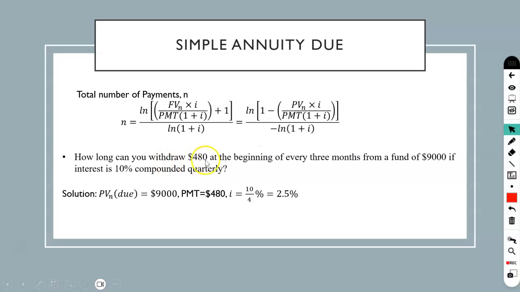So how long can you withdraw $480 at the beginning of every 3 months from a fund of $9,000 if interest is 10% compounded quarterly? So here the present value is given, which is $9,000. $480 is your PMT given. Beginning of every 3 months, that is a quarterly payment. Interest is also compounded quarterly, 10 over 4. And you have to find n. So this is your present value. So using the present value formula, you will find n. Make sure that you calculate n and always round up to the next integer.